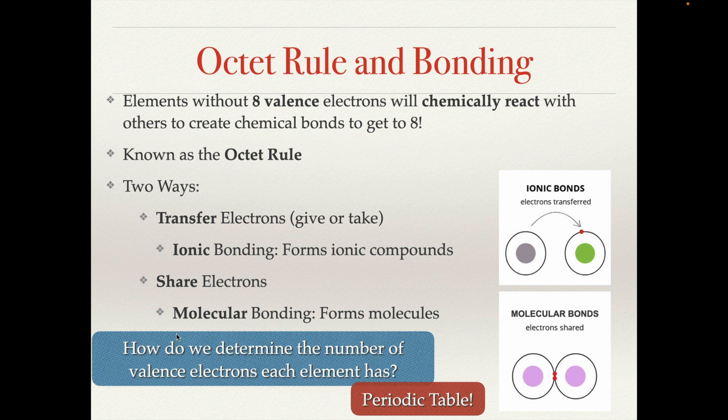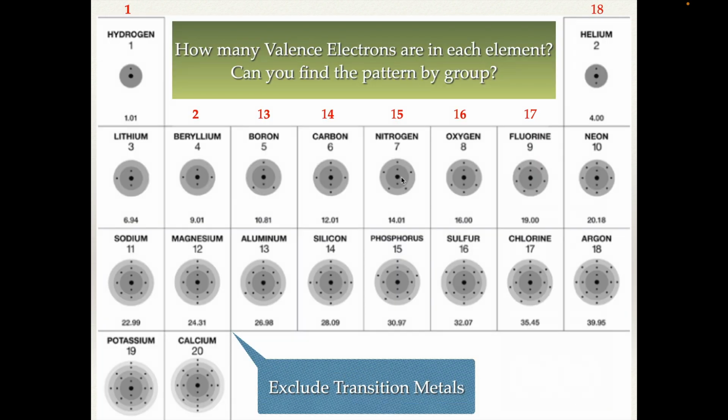Okay? And if we're trying to look at these valence electrons and how many each one has, so we can figure out how many get transferred or how many get shared, we can use the periodic table to help us figure that out. So in this slide here, we see all the different energy levels in these different elements, and we're looking for how many valence electrons they have in a pattern. Notice how we exclude the transition metals here because we don't have a great pattern for them. So we're only looking at groups 1, 2, 13, 14, 15, 16, 17, and 18.